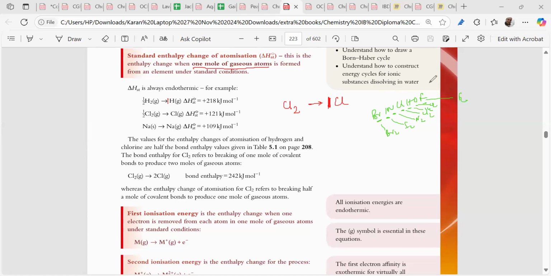So these will be diatomic in the elemental state. We cannot change 1 mole over here, so we are forced to put half over here. Standard enthalpy of atomization is an endothermic process, and it will be plus 122, whatever.